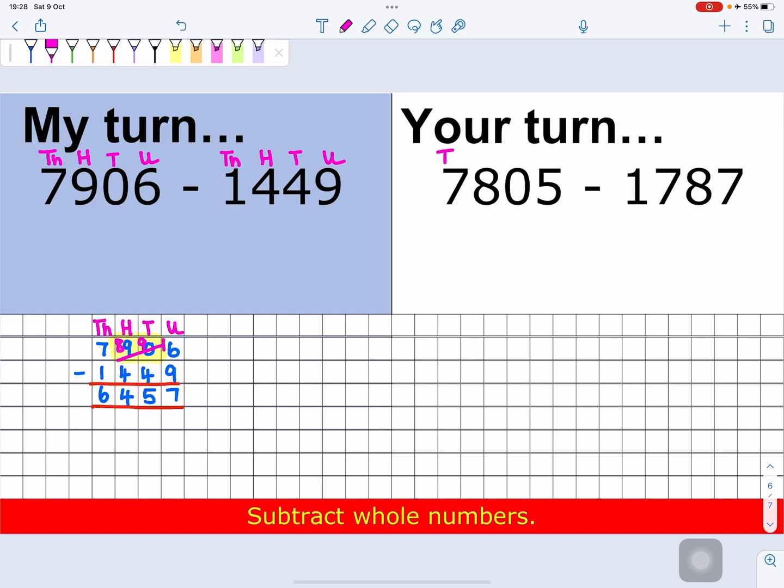We have thousands, hundreds, tens and units on both of our numbers. It's important that when we calculate these, they are placed in place value order. So 7,805 take away 1,787.